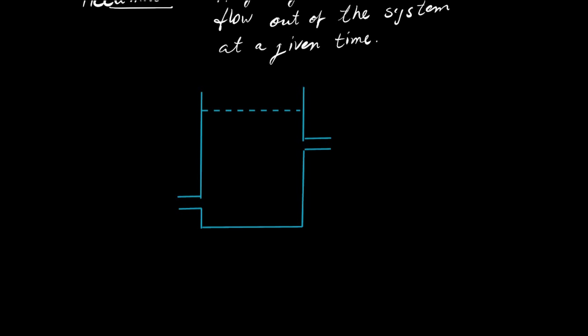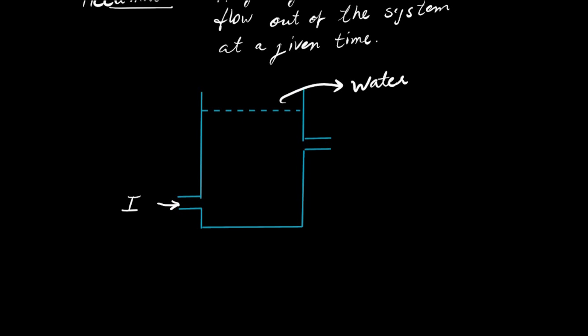Alright, so let's say that this is a container and it is filled with water. So this is water. And in this container you see two openings, one inlet and one outlet. Let's assume that this is an inlet, and in this inlet material or water is flowing in. We can mention this as the inflow.